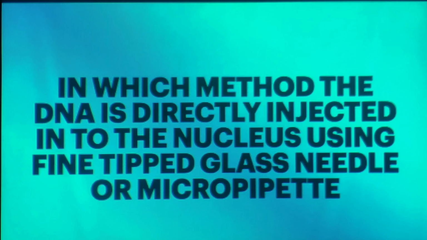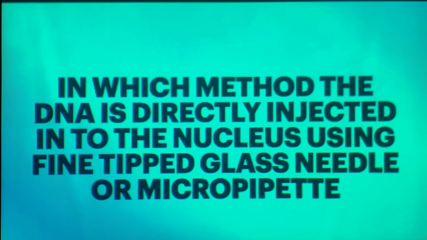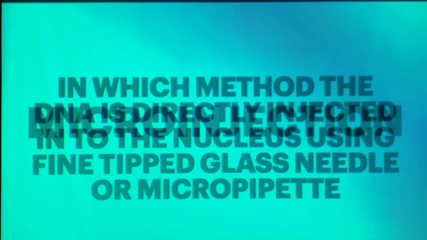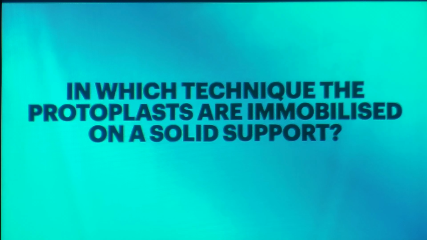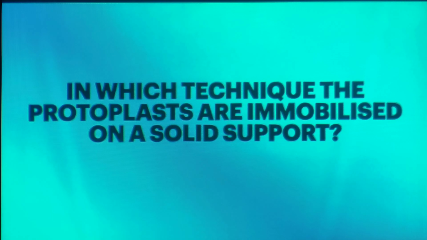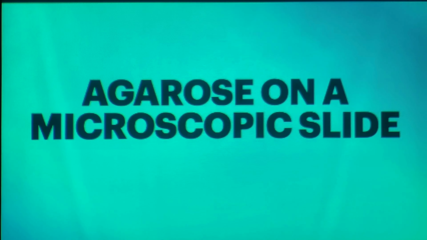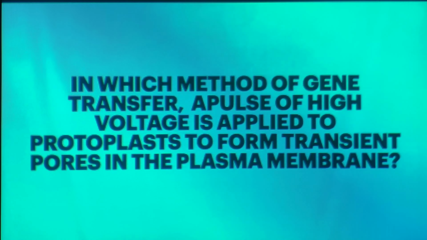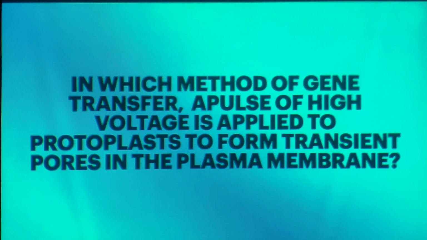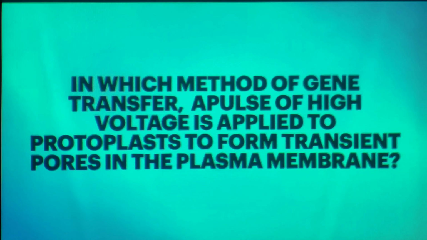In which method is the DNA directly injected into the nucleus using a fine tipped glass needle or micropipette? Microinjection. In which technique are the protoplasts immobilized on a solid support? Agarose on a microscopic slide. In which method of gene transfer is a pulse of high voltage applied to protoplasts to form transient pores in the plasma membrane?